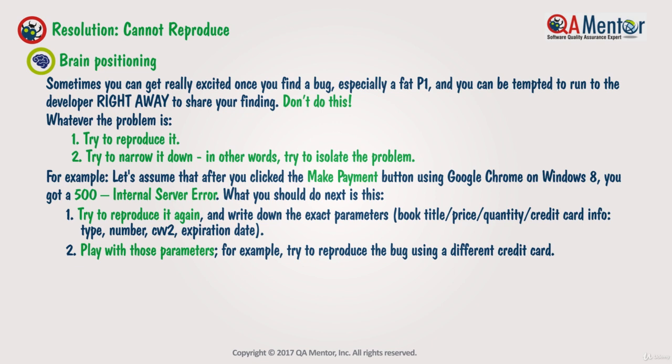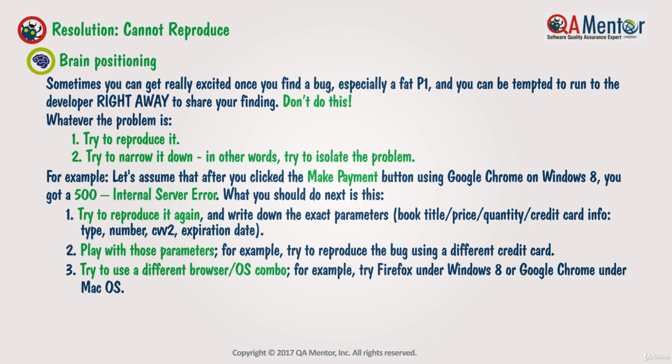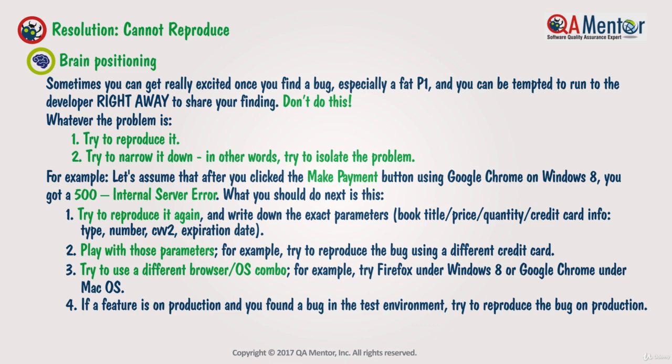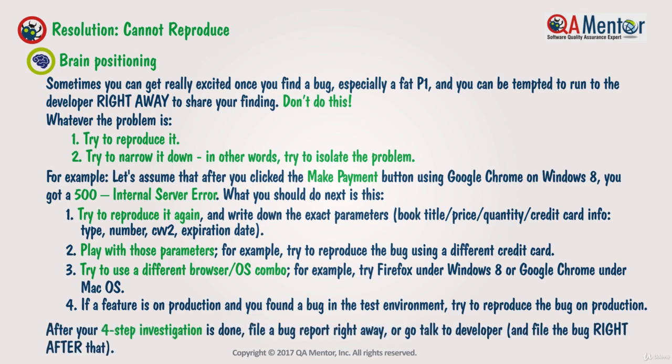2. Play with those parameters. For example, try to reproduce the bug using a different credit card. 3. Try to use a different browser OS combo. For example, try Firefox under Windows 8 or Google Chrome under Mac OS. If a feature is on production and you found a bug in the test environment, try to reproduce the bug on production. After your 4-step investigation is done, file a bug report right away or go talk to the developer and file the bug right after that.